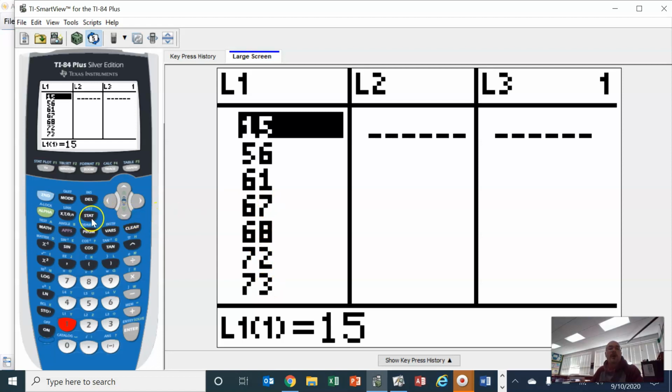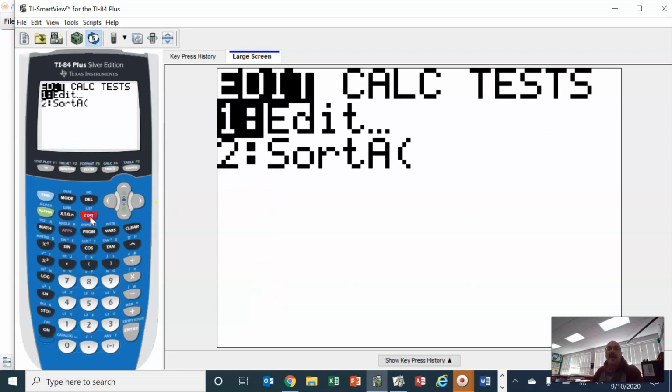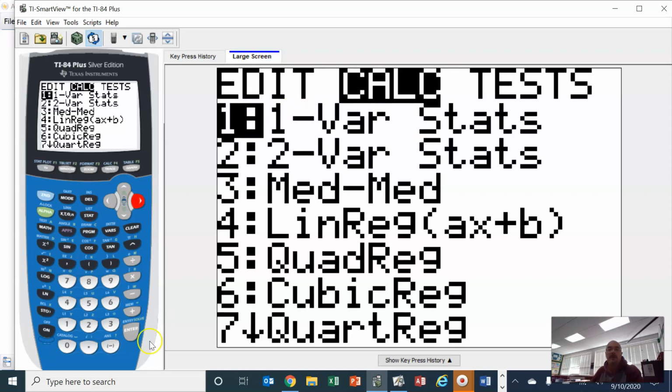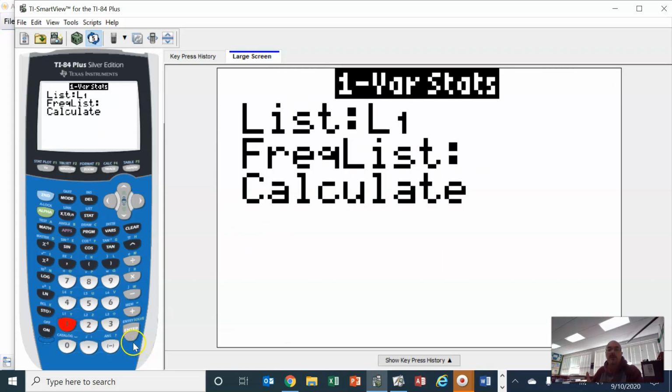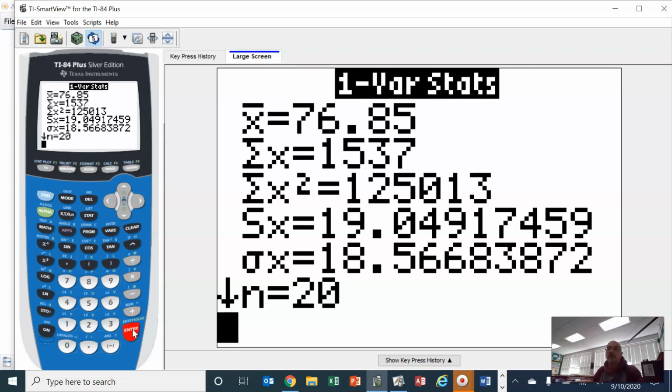All right. So now to find the mean, we go Stat, Calculate. Got to go right to Calculate and pick number 1, one variable stats. Now, if you've got the new fancy calculator, it looks like this. If you've got an older version, you just hit Enter and it should work because the calculator defaults to List 1. So we hit Enter until we see this. And the very first thing you see on the screen, that's your mean. So the mean of the numbers I've got typed in that list is 76.85.